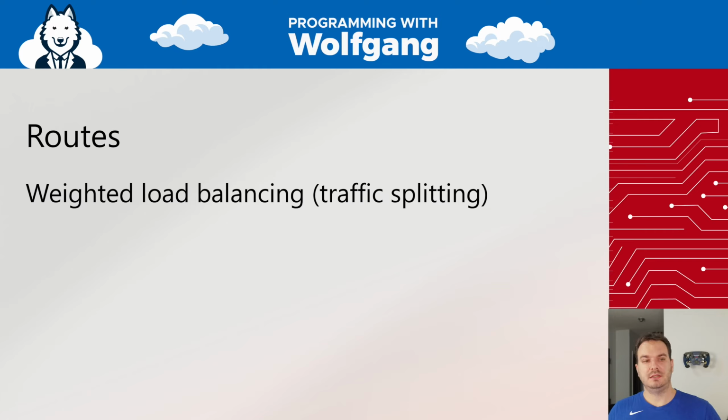Then what we also have seen is the routes object. These routes configure how we handle the traffic. For example, we can have weights and therefore we can have load balancing. With these weights, we can split the traffic. If you've never seen this, it might sound complicated, but I will show you in a demo. It's super easy and very useful.